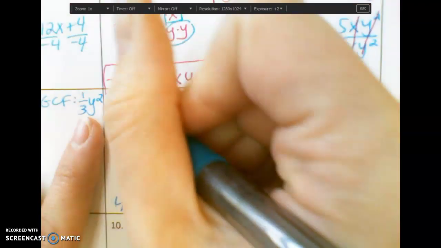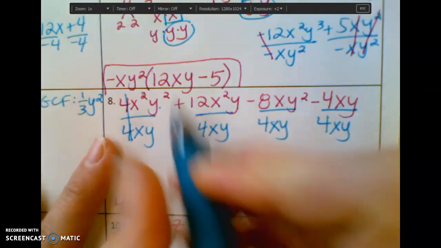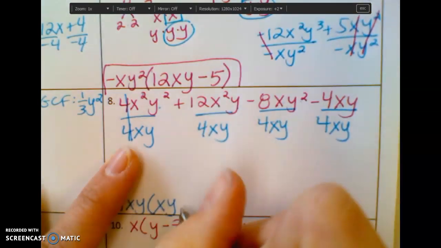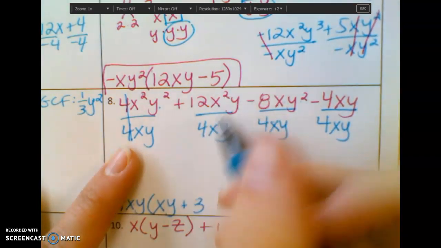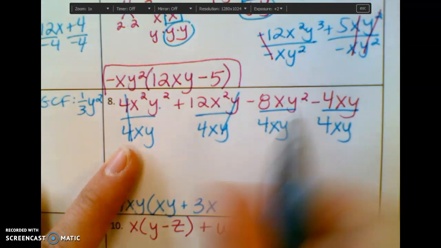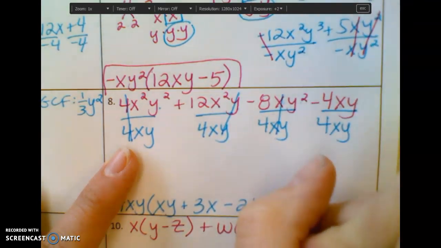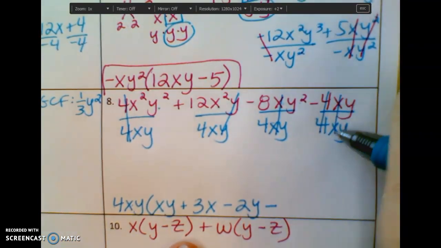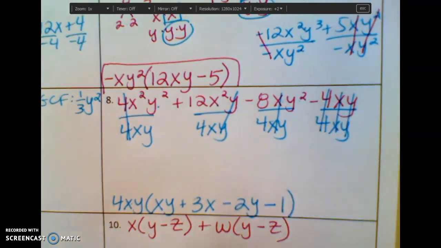Now we start dividing. The 4's cancel. X squared divided by x leaves me with x. Y squared divided by y leaves me with y. 12 divided by 4 is 3. X squared over x is x, y's cancel. -8 over 4 is -2, x's cancel, y squared over y is y. Then on this one we have a negative, 4's cancel, x's cancel, y's cancel. So we're left with -1.